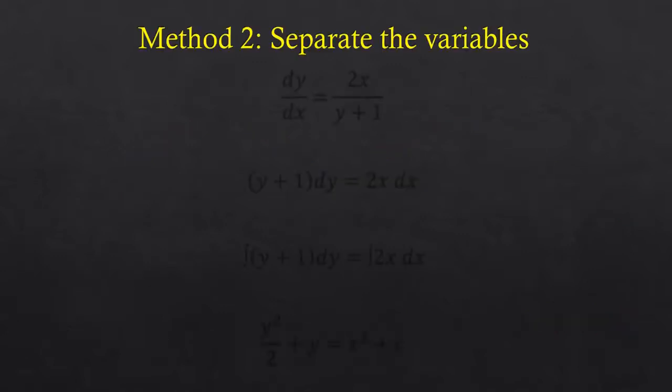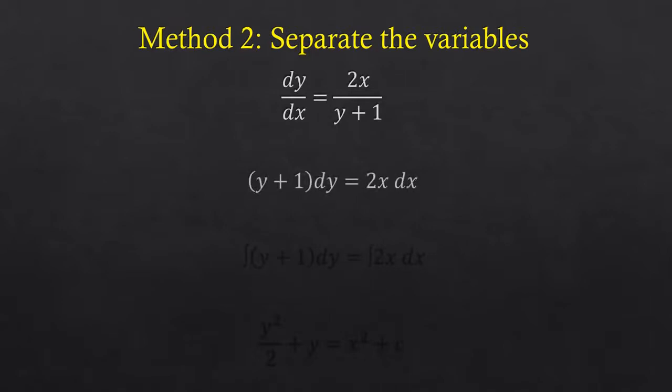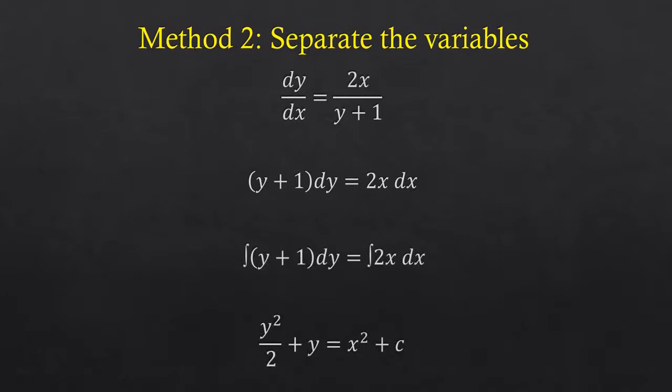Next, we're going to talk about another method, which is by separating the variables. Given that dy/dx equals 2x over y plus 1, in this case x and y are in the same place. It's difficult to solve two unknowns together. So in order to solve it, we rearrange them, y into dy, x into dx, and we integrate both sides. And we get this answer.